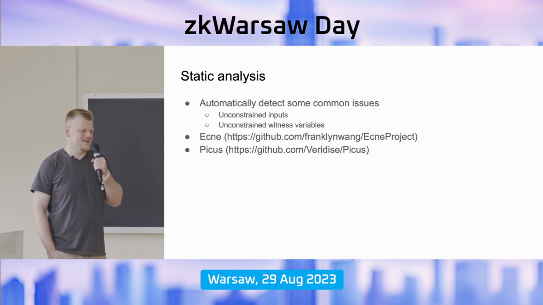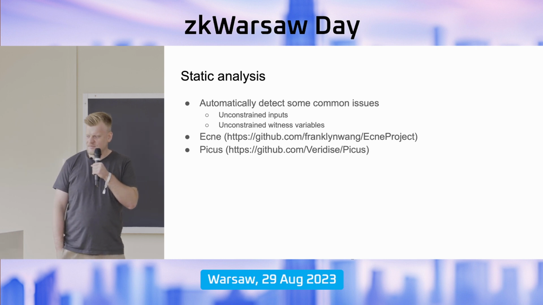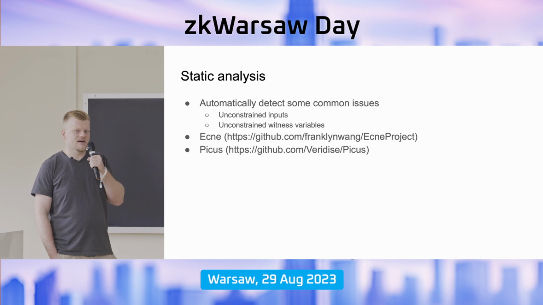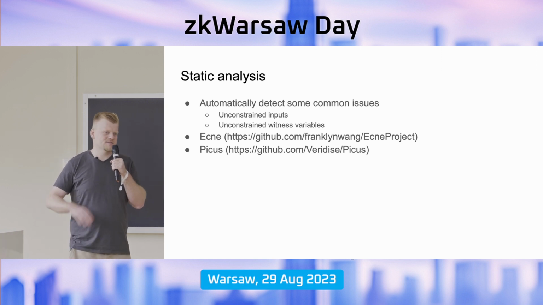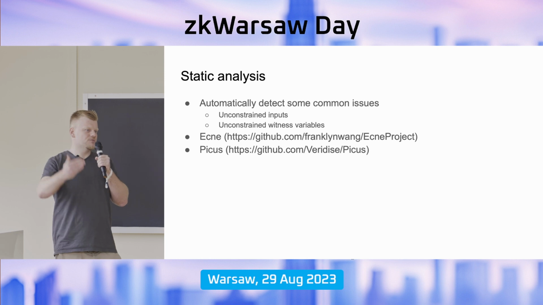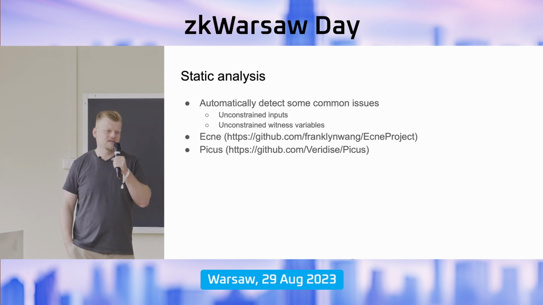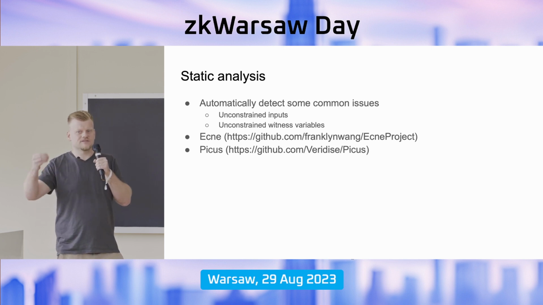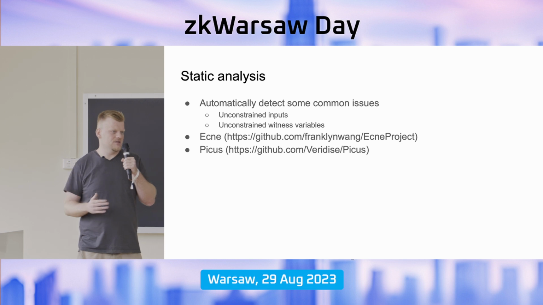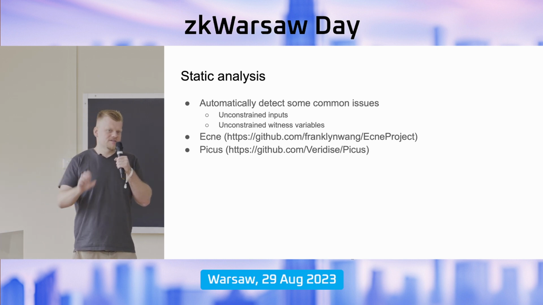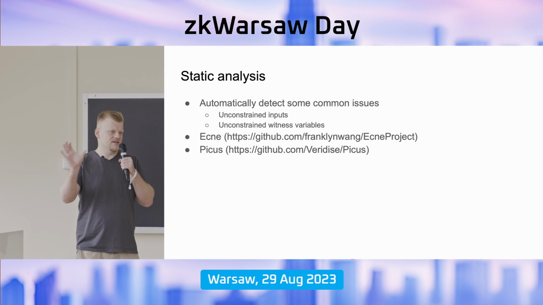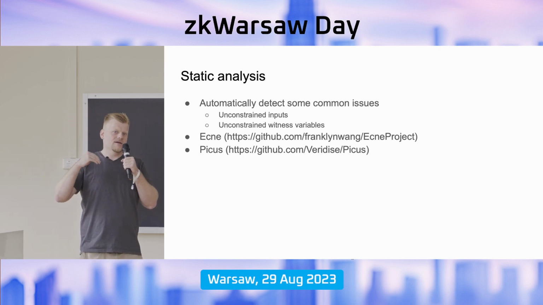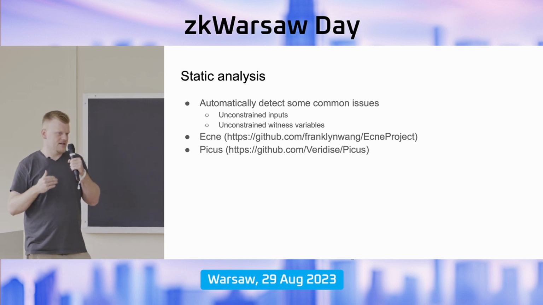So there are some tools developed by 0xPark and by the people at Veridice. So there is ECNI, there is Picus. Those are systems that are very automated in that you just pass them the circuit description and they will output some information. So they will say that, for example, you are lacking some constraints. They will say that some input is unconstrained. It could be anything. They will tell you that there is no functional relationship between the input and the output, right? So that means that your circuit can accept multiple outputs for the same input.